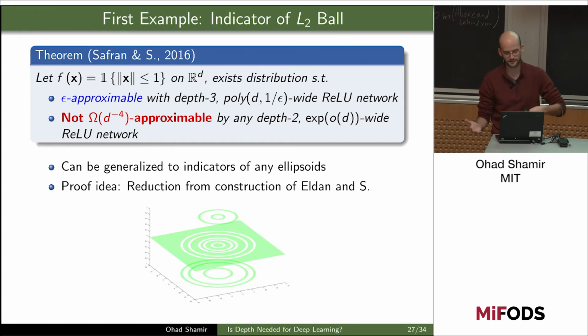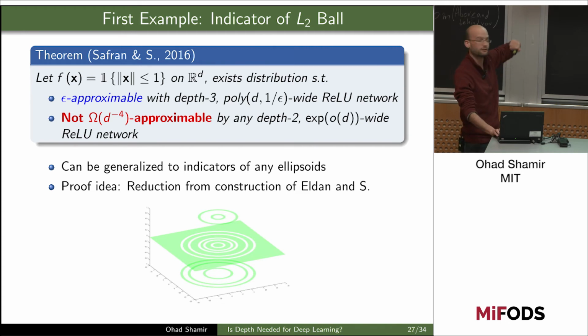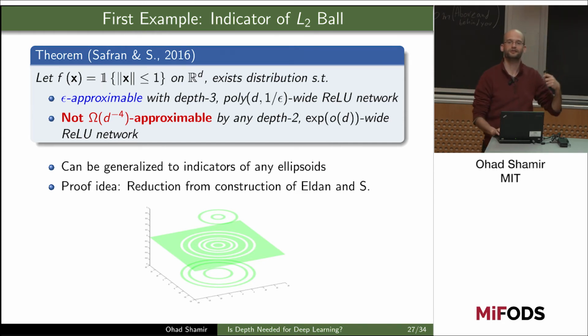It's a little bit different than what we've seen before. Here, you can approximate it with a depth-3 polynomially wide network. And you can't approximate it beyond a certain accuracy, which depends on the dimension, if you talk about a depth-2 network. The proof is really some kind of reduction from the construction I showed you earlier with the combination of rings. So the idea is that if you can approximate an indicator of a unit ball well with respect to any distribution, then you can also approximate this function with respect to any distribution, contradicting the previous result.